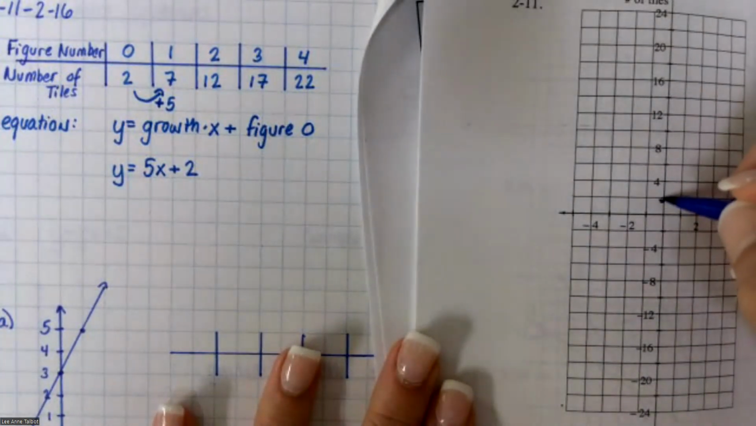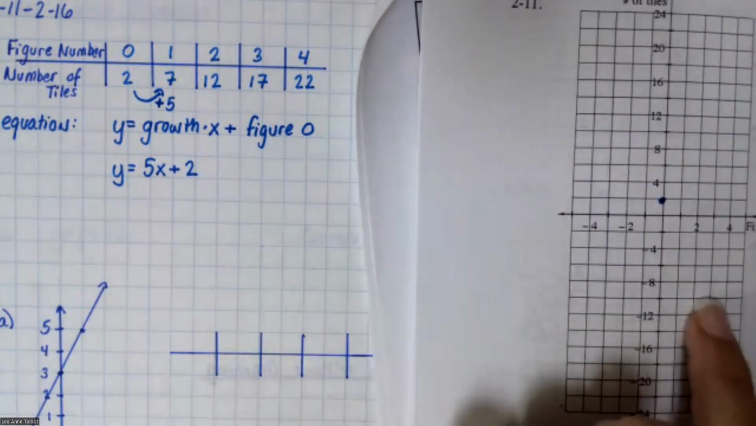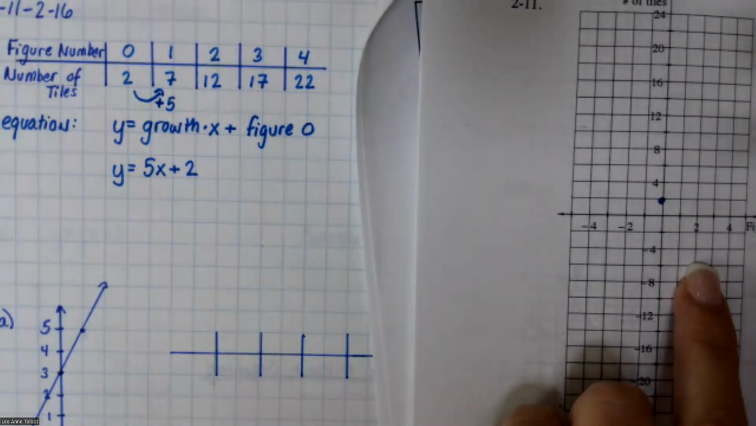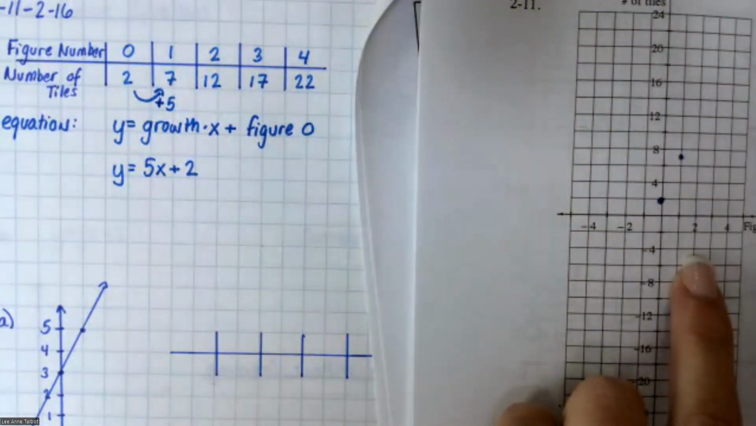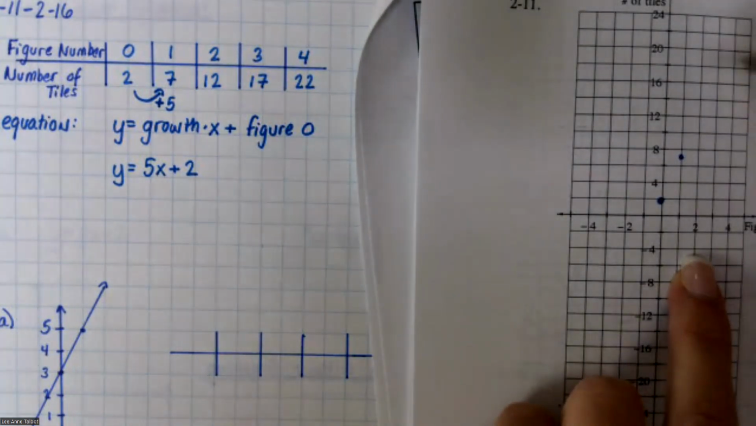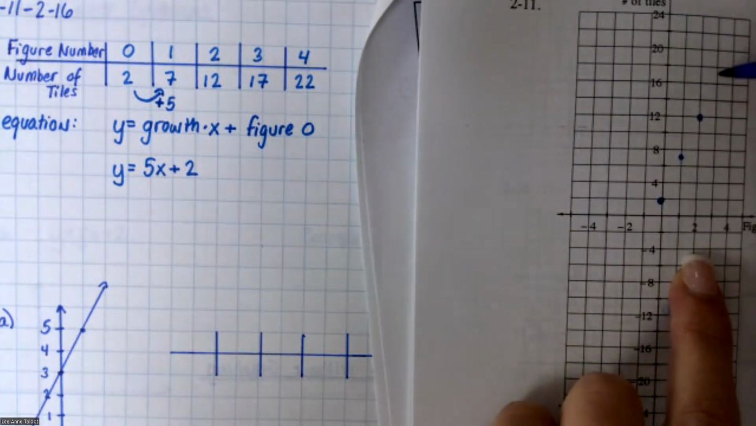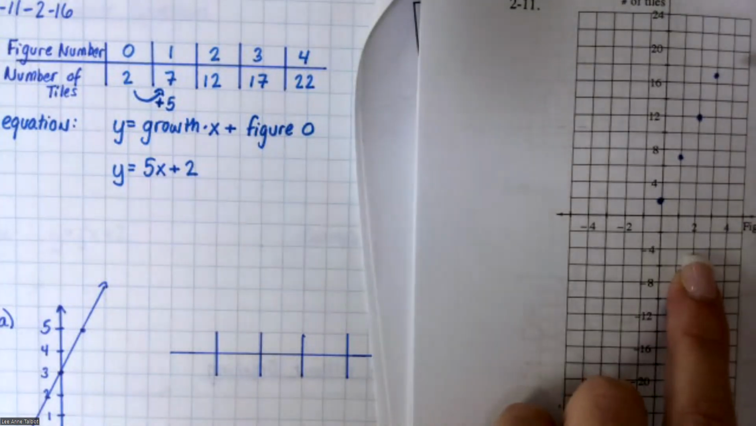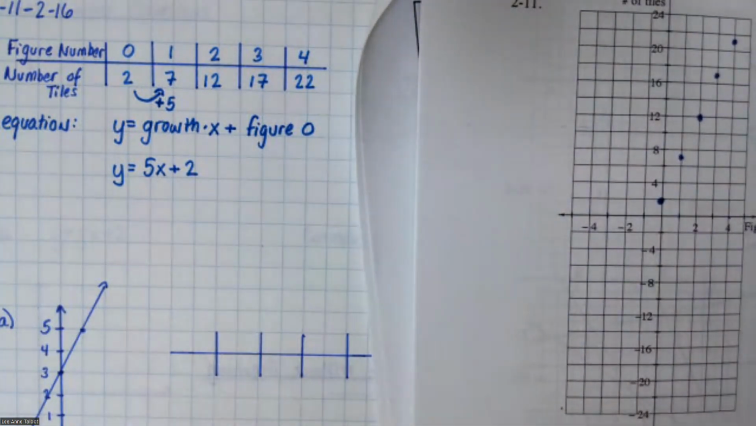Zero, 2. Notice that this graph is going by 2, so we have to be careful. 0, 2, 1, 7, 2, 2, 12, 3, 17, 4, 22. I just graphed that in the wrong spot. That's not 22, that's 21.